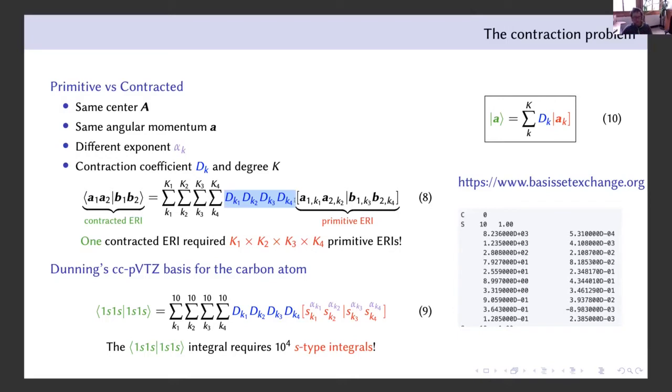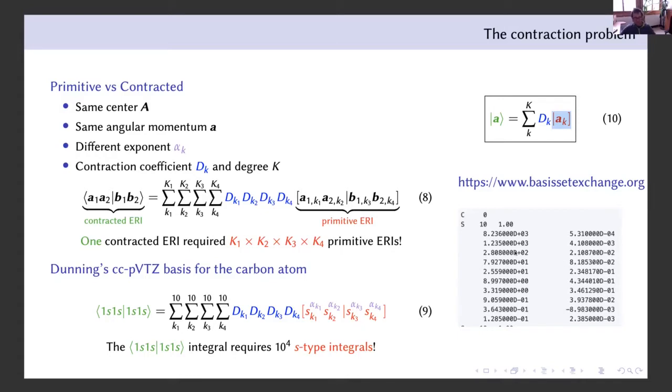So what you see here is that if I want to compute one contracted ERI, I'm going to have a quadruple sum over the primitive ERIs. Remember that a contracted ERI is just a linear combination of these. So basically, if I take just one example.